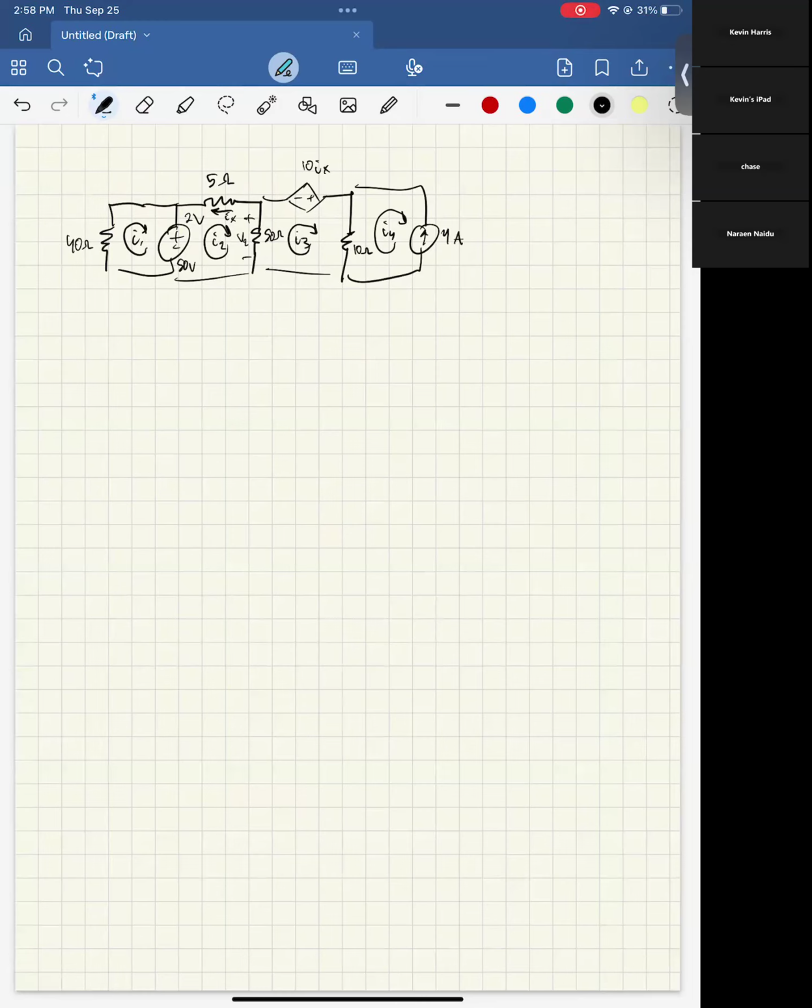Okay, so some key things I will say is, just for your own sanity, always make all your currents, your INs, go in the same direction, because it'll just make your life easier. The other thing is that if there is a current source, then it tells you what the current is.